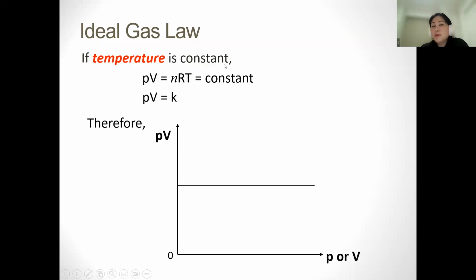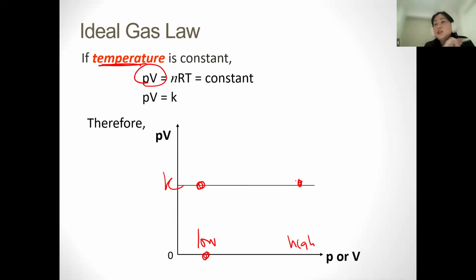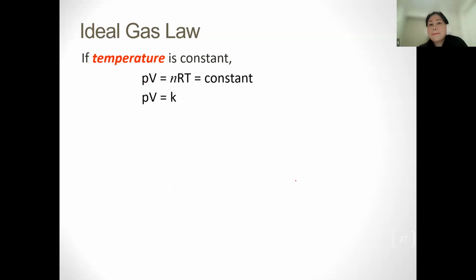Understand? But it cannot be temperature because we already said temperature is constant. So if temperature is constant, the value of PV is equal to nRT, where N is 1, R is 8.31, and T is constant because we defined temperature as constant. So therefore, this whole thing is a constant. At low value it is still K, at high value it is still K. So it's a straight line regardless of whether the P or the V value changes.